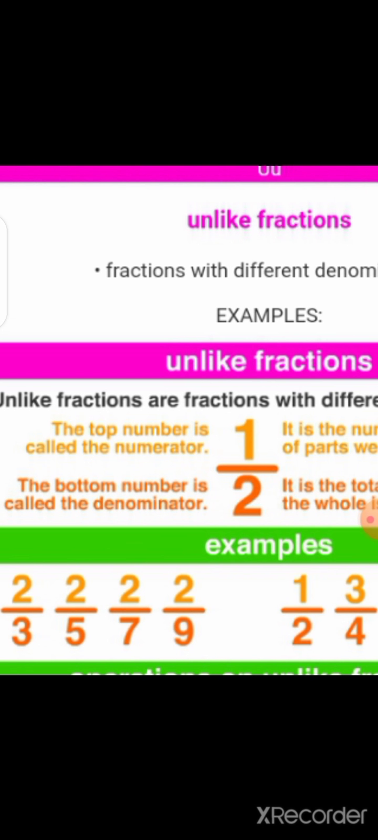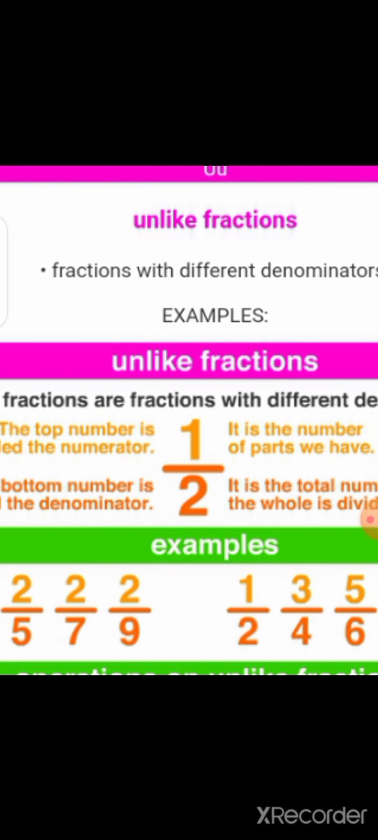In this example, all the numerators are the same, 2, but the denominators are different. In the first one, the denominator is 3, then 5, 7, and 9. So these are called unlike fractions. Another example of unlike fractions is 1 over 2, 3 over 4, 5 over 6, 7 over 8, 9 over 10.